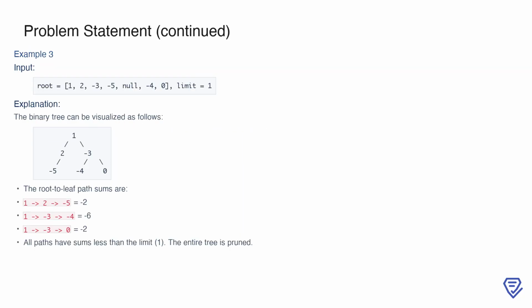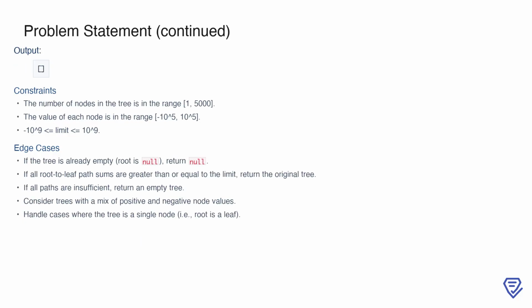In another example, the input tree is 1, 2, -3, -5, null, -4, 0, with a limit of 1. Here, the root node is 1, with two children, 2 on the left and -3 on the right. The left subtree contains a single child, -5, while the right subtree includes nodes -4 and 0. Calculating the root-to-leaf path sums, we find that all paths 1-2-5, 1-3-4, and 1-3-0 have sums less than the limit of 1. Since no path satisfies the condition, the entire tree is pruned, leaving no nodes behind. The output for this case is an empty tree.